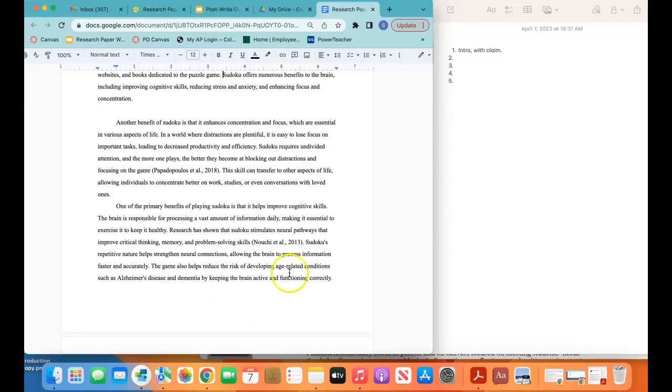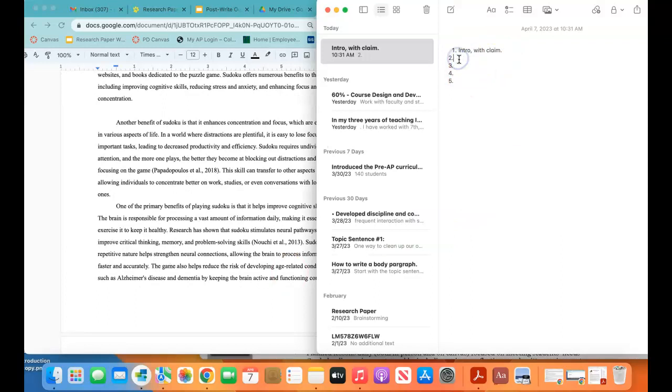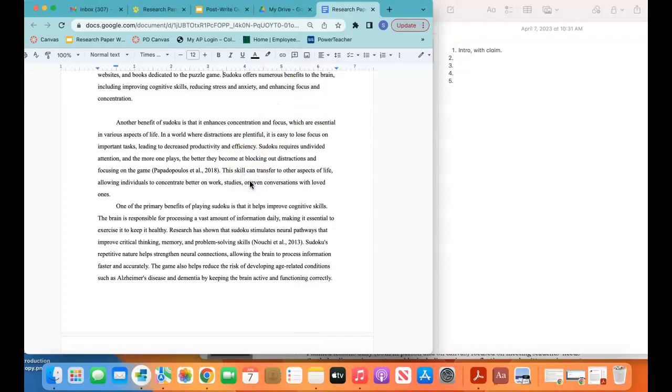Okay, so now my next paragraph would come, and I'm going to write just a summary of the sentences. Another benefit of Sudoku is that it enhances concentration and focus, which are essential in various aspects of life. In a world where distractions are plentiful, it is easy to lose focus on important tasks, leading to decreased productivity and efficiency. Sudoku requires undivided attention, and the more one plays, the better they become at blocking out distractions and focusing on the game. This contributes to other aspects of life, allowing individuals to concentrate better on work, studies, or even conversations with loved ones.